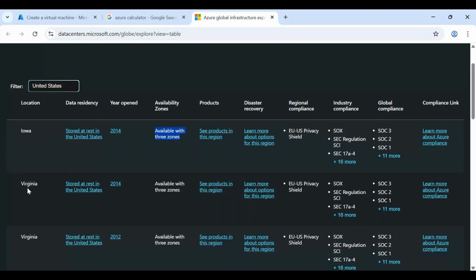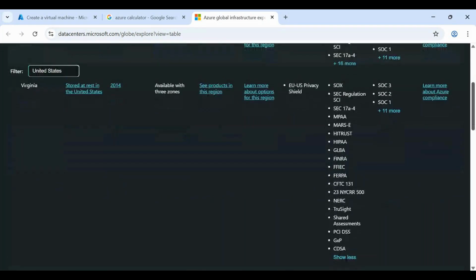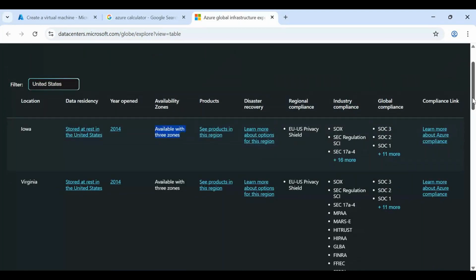This is East US, and you can see what industry compliance they are following, and which industries can use it. All this industry information you can see, and you will have a disaster recovery plan. For Virginia, they will have a backup in some other place also, so that information you can see too. Regional compliance they are following here, and it was opened in the year 2014.